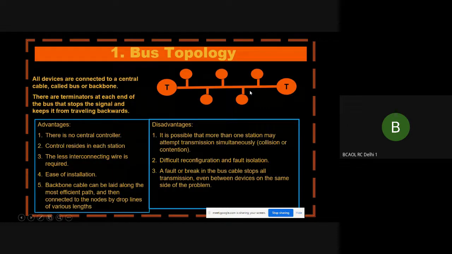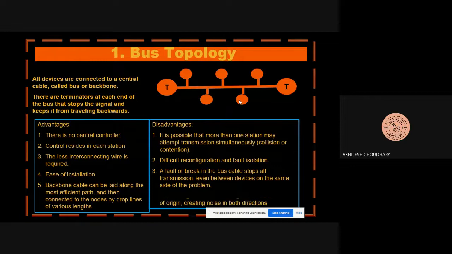Right. Then a fault or break in the bus cable stops all transmission, even between devices on the same side of the problem. So even if one computer breaks down, or the cable stops working or has some problem, all the computers will not be able to transfer data. This is a disadvantage of a bus topology. Can you understand this?